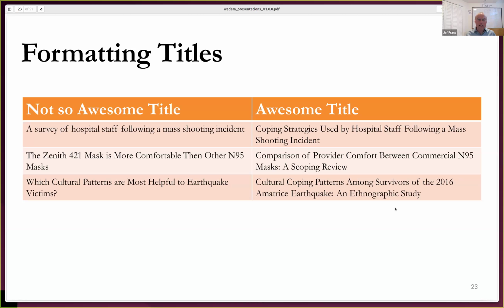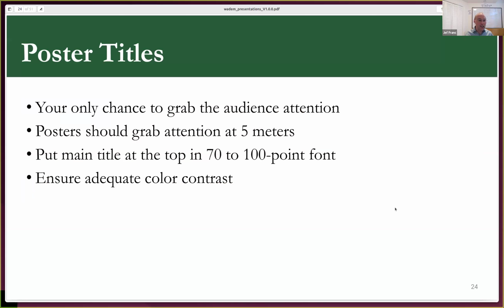So with these studies, you want it to grab people's attention. Poster titles, basically, most people are going to read your title first, and if they don't like it, they are going to walk by. So with a poster, you have one shot to grab the audience's attention. And if it's not in the title, they're going to walk by. So posters should be able to grab your attention from 5 meters away.